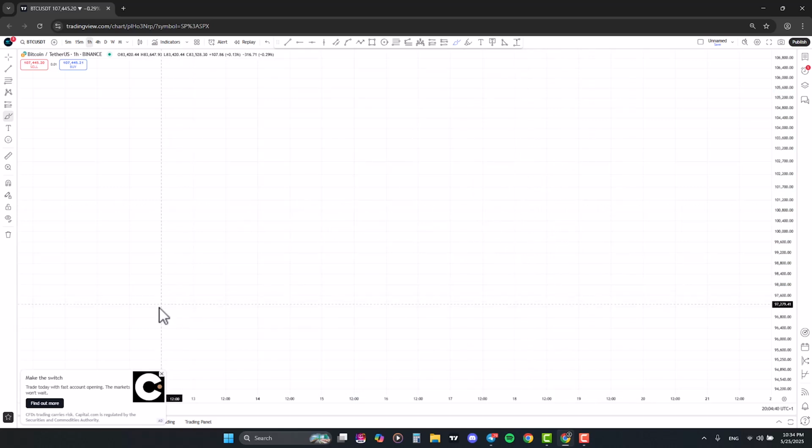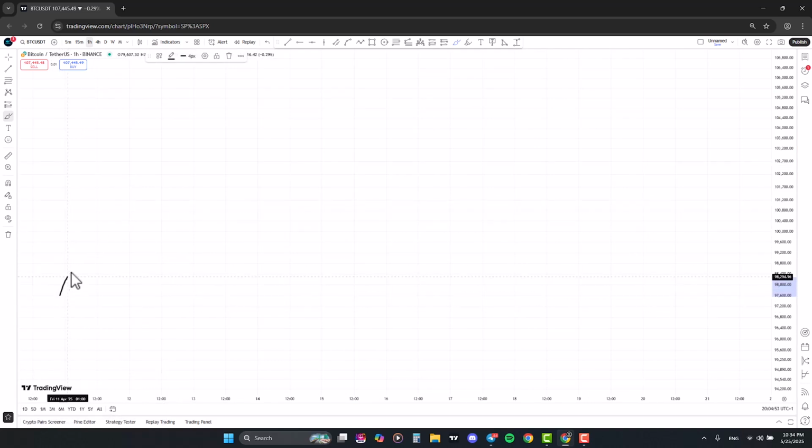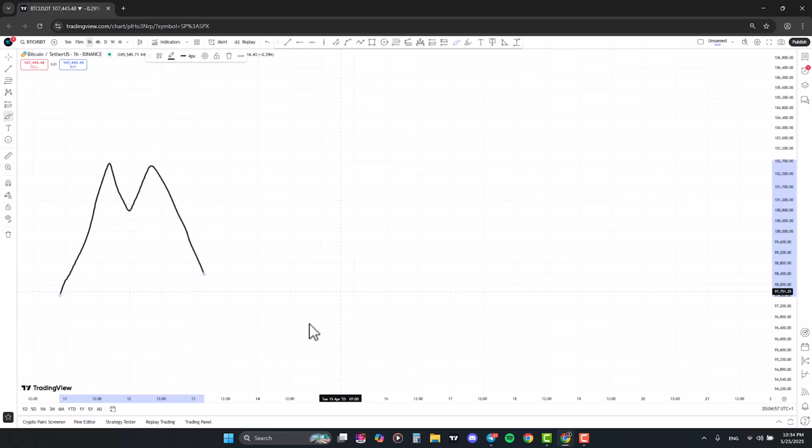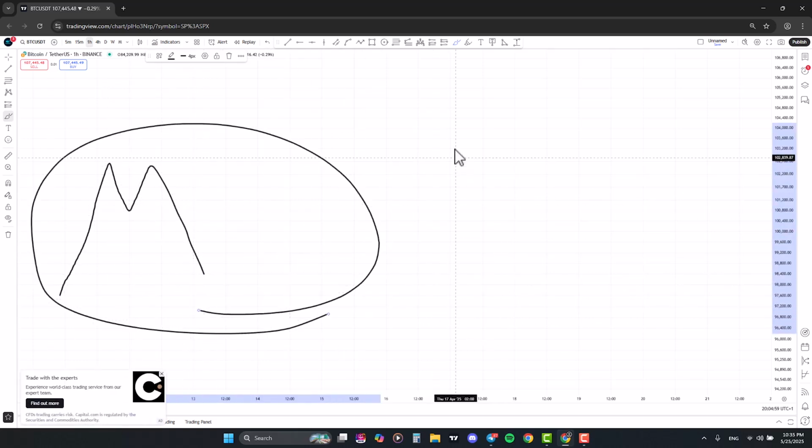Also, let me show you some other shapes. One is the double top and the other is the double bottom. The double top forms the shape of an M. So it looks like this. That's a double top. The double bottom is exactly the opposite. It forms a W shape, like this.